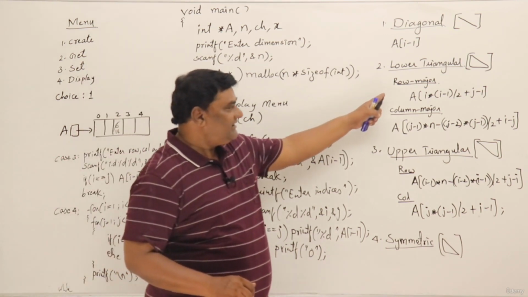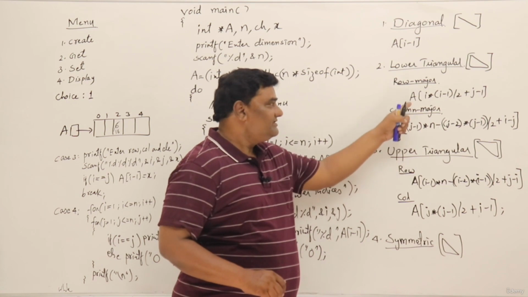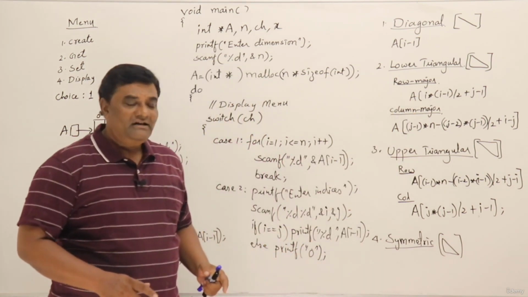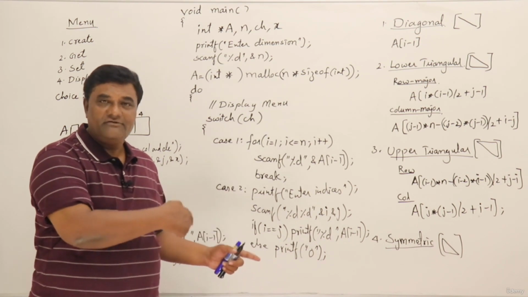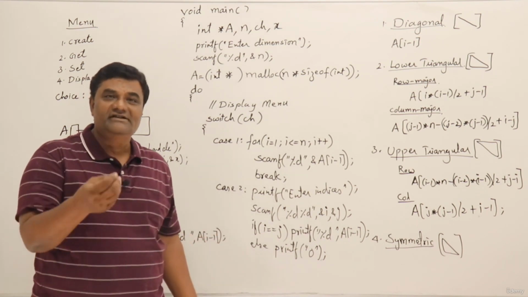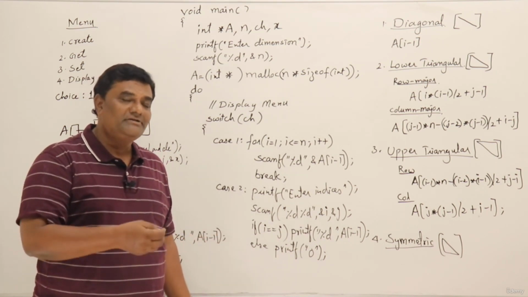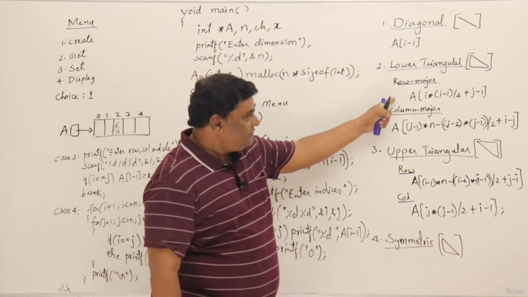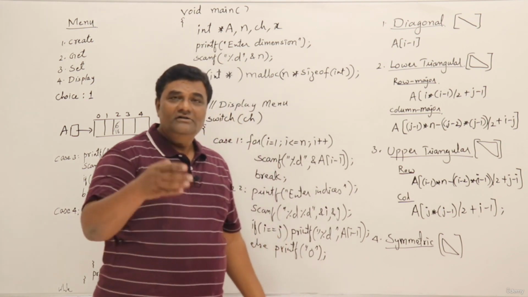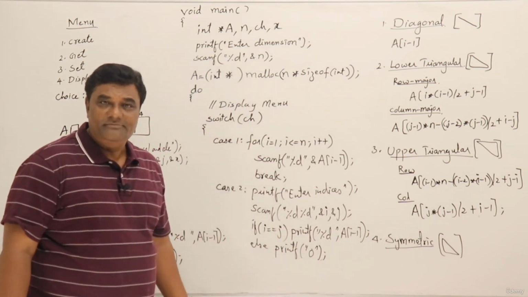So in a lower triangular matrix, there are 2 formulas, row major and column major. If we take the row major formula, then here the formulas will change. So in the same program, as we have already seen, what are the changes I should make in this one so that it becomes a program for lower triangular matrix using the row major formula? So I'll simply make the changes in the program.